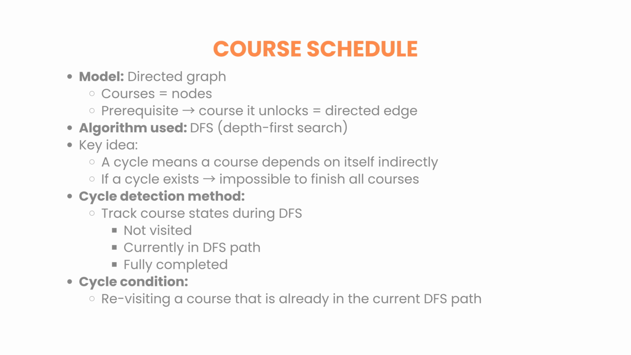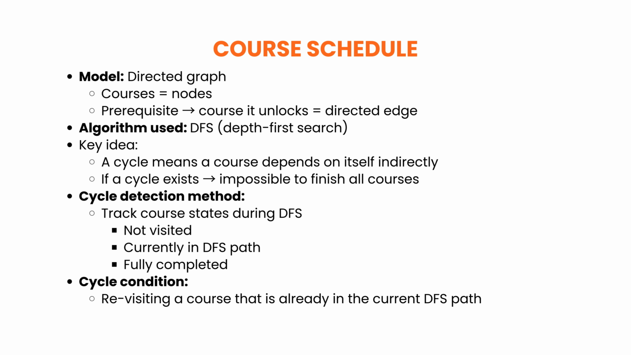The concept discussion. We're solving course schedule by modeling courses as a directed graph. An arrow goes from a prerequisite to the course it unlocks. Then we run DFS, depth first search, to detect cycles. A cycle means this course depends on itself indirectly, so it's impossible to finish. To catch cycles, we track each course in one of 3 states: not visited yet, currently in the DFS path, or fully completed. If we ever re-enter a course that's currently in the path, that's a cycle.